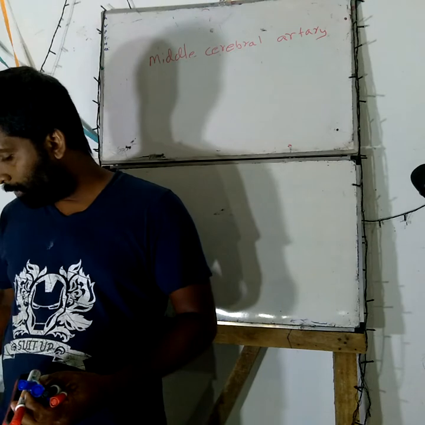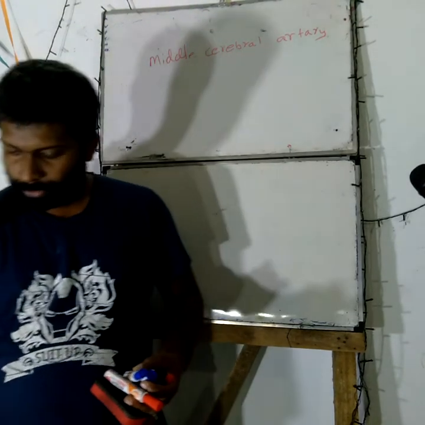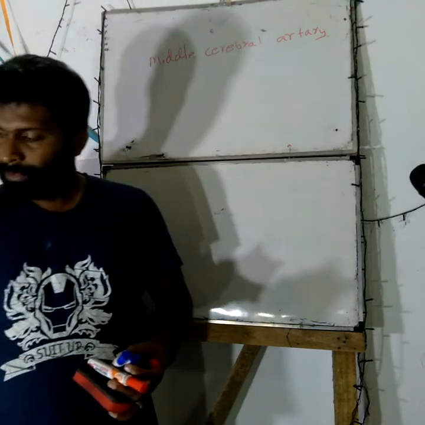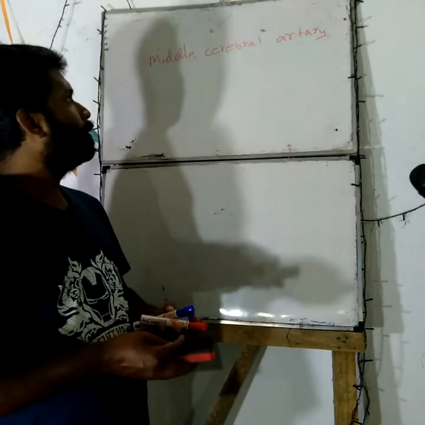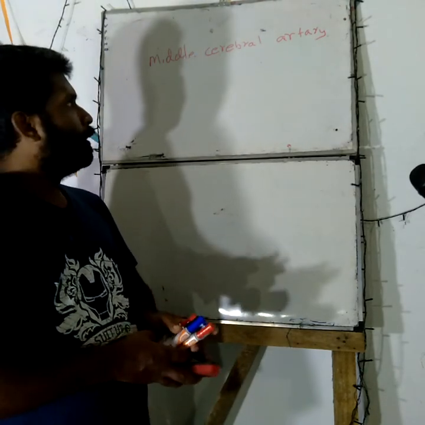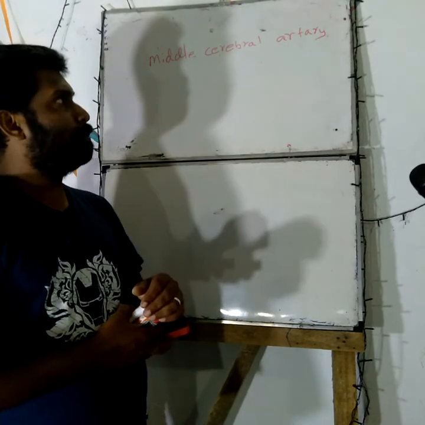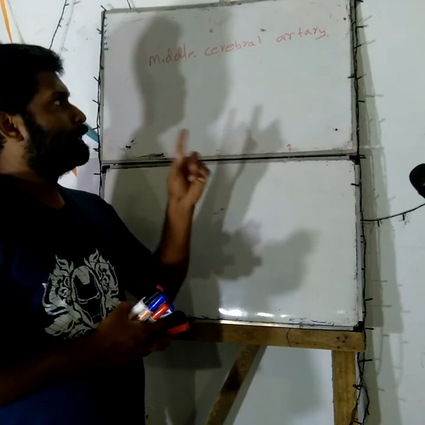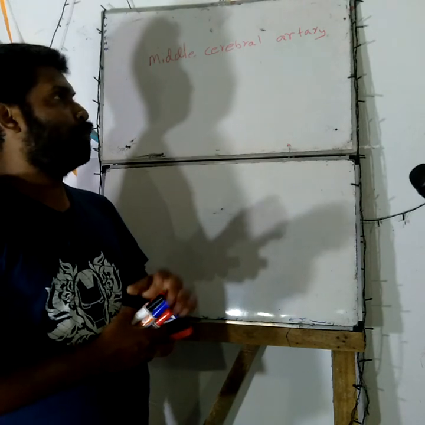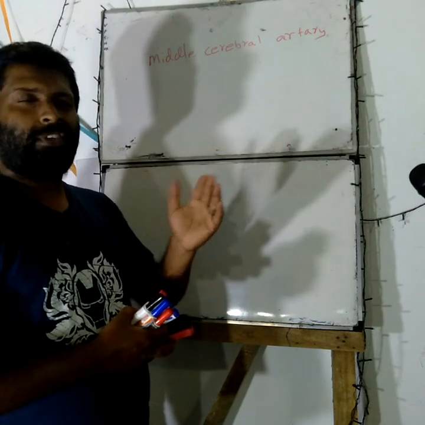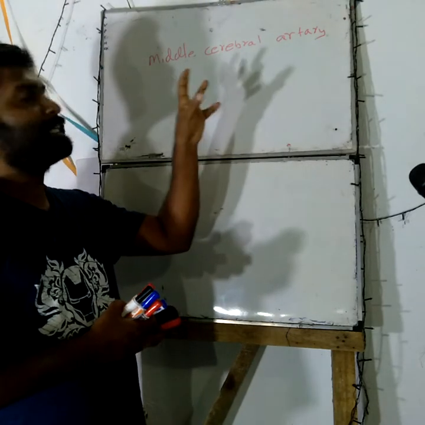Today also we are going to discuss the middle cerebral artery. The middle cerebral artery is most important for stroke patients who have some form of damage inside the brain in the middle cerebral arterial supply.